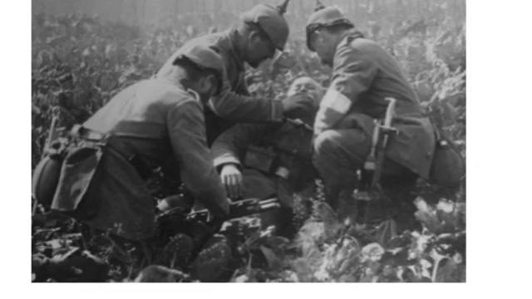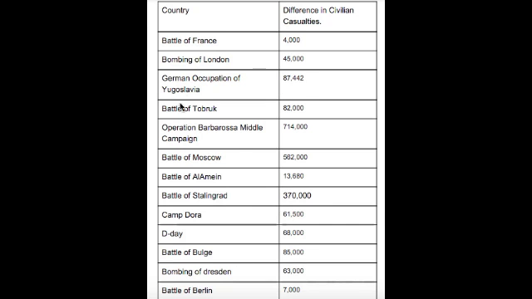Yet these two countries had a huge difference in the casualties, because Stalingrad had far more dead people than the Belgian casualties. Another difference is that Stalingrad did not surrender, but Germany did. Here are the casualty differences from Belgium to my region. For example, Battle of France 4,000, Battle of El Alamein 13,000, Camp Dura 61,000, D-Day 68,000.